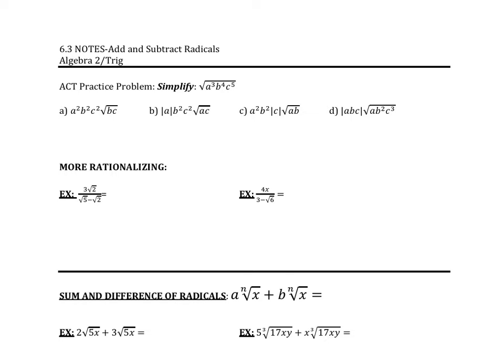So go ahead and take a second and see if you can simplify that square root of a cubed b to the fourth c to the fifth, and see if you can determine which answer it is.